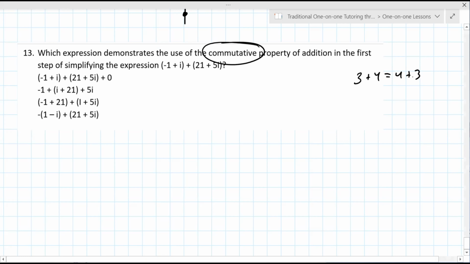Okay. So why does that matter? So if you rewrite this without the parentheses, because you don't need them anymore, you can switch the order. Like you can do -1 + 21 + i. Do you see how I switched i and 21? Yeah. Okay. That is the commutative property. Now, is that one there? Yes, it is. Okay. There it is.